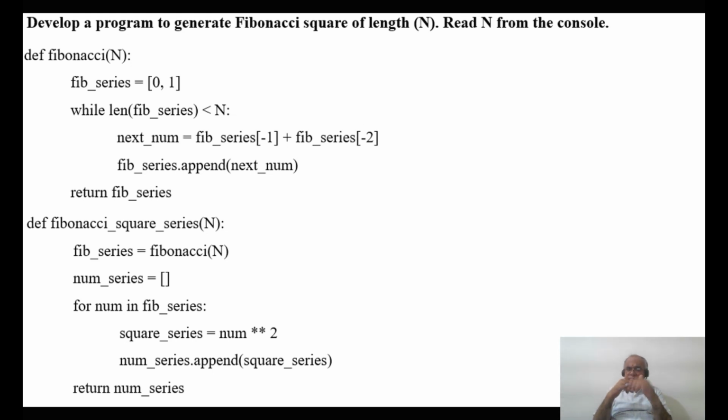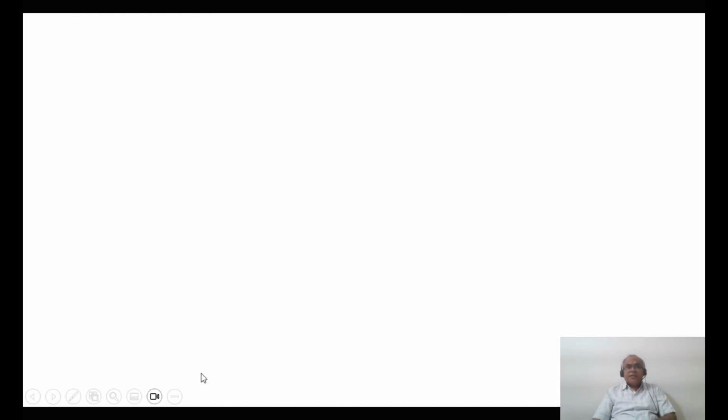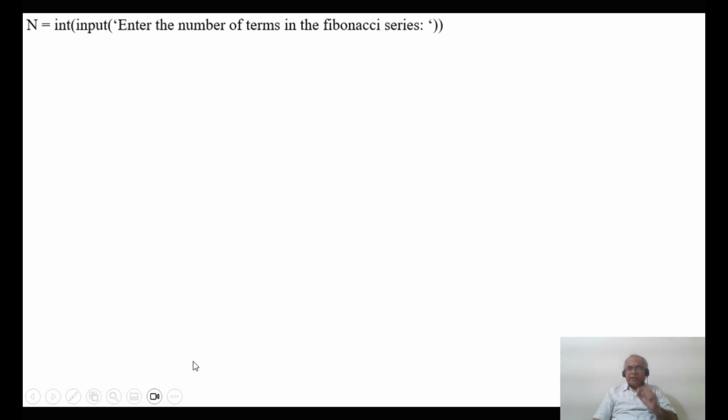Once you have the 10 numbers, when you want to take the 11th number, it will not be there. So it comes to return num_series. Then we apply the main program. Initially we want to give the number, and I want to convert that into an integer, because whenever you give input in Python, it is always considered a string. So I will use int to convert the string value into an integer. Input: enter the number of terms in the Fibonacci series.